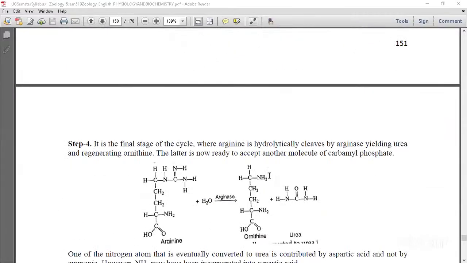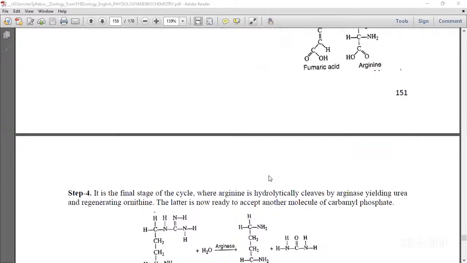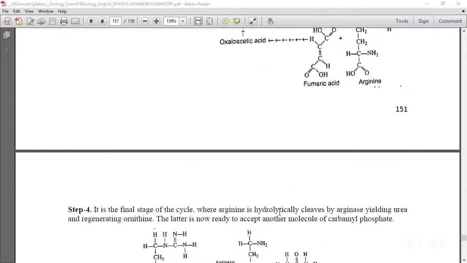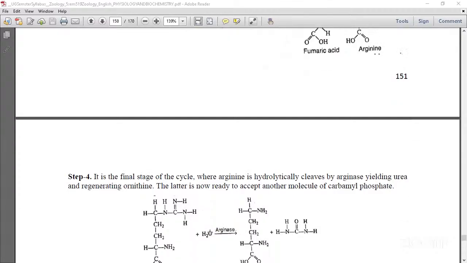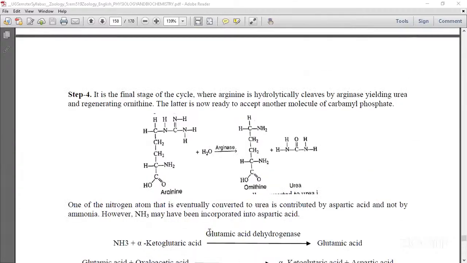In the final step, here you can see the arginine, that arginine is hydrolytically cleaved by the arginase, yielding the urea and regenerating the ornithine. The latter is now ready to accept another molecule of the carbamyl phosphate. This is how the cycle happens.